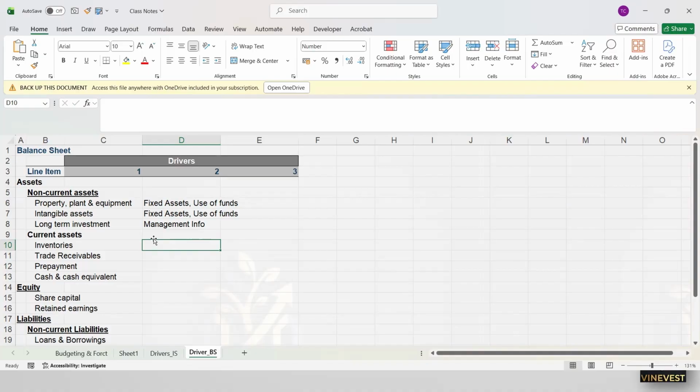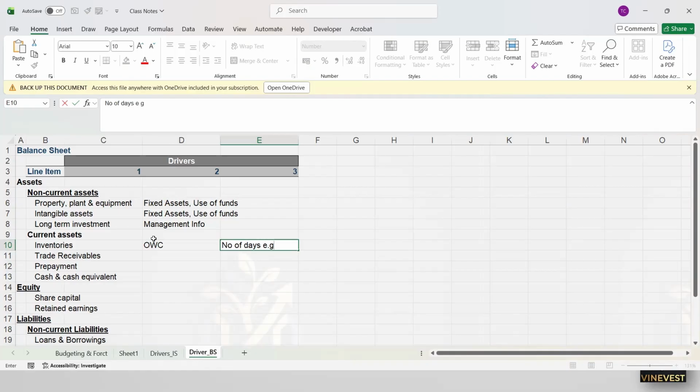So for our current assets, inventories are driven by, in our subsequent classes we'll discuss the operating working capital. So inventory is part of our operating working capital. So we want to know what is the number of days of our inventory. So we'll say number of days, e.g. 30 days, right? Let's say we want to keep our inventory for 30 days, or our inventory lasts for 30 days, right? So these are the things.